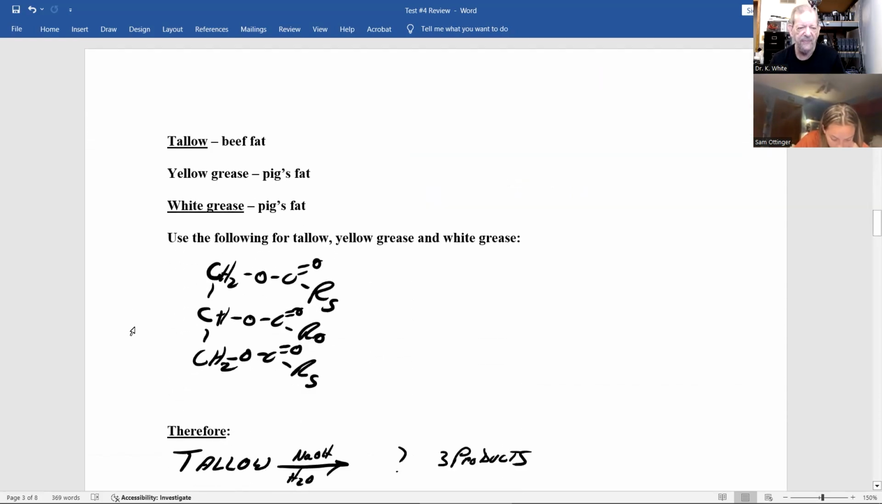Nothing wrong with that. Now, since Dr. White worked in this industry, you should know tallow is the name for beef fat. Yellow grease and white grease are two types of pig's fat.